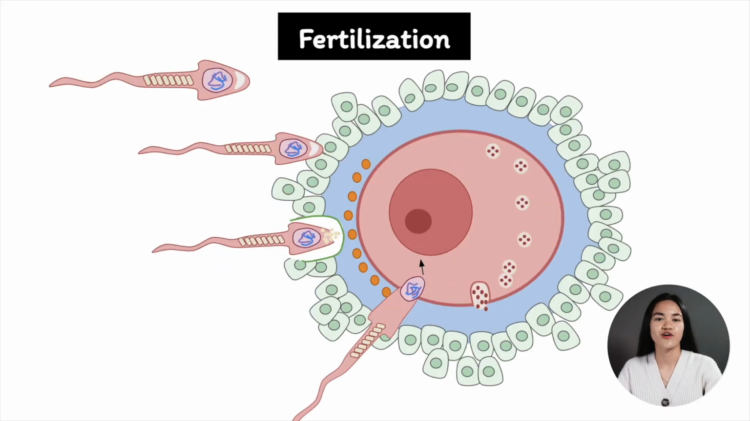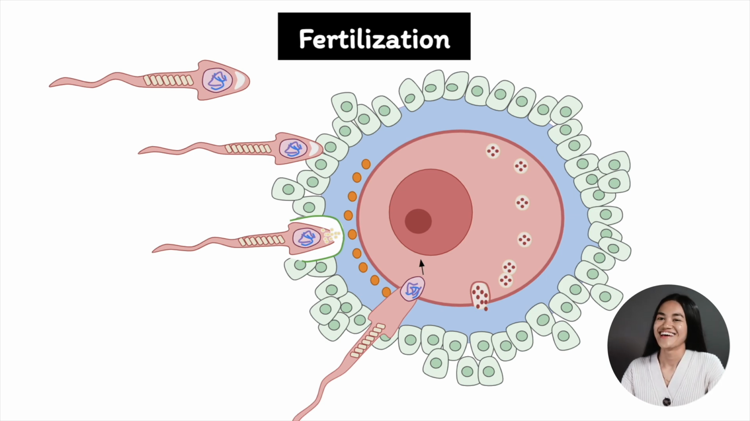In this video, we're going to cover fertilization, the process by which a sperm cell fuses with an egg cell to produce the zygote. We're going to break down the events that occur in fertilization, how the sperm is prepared, how the sperm and egg combine, and how the zygote is formed.